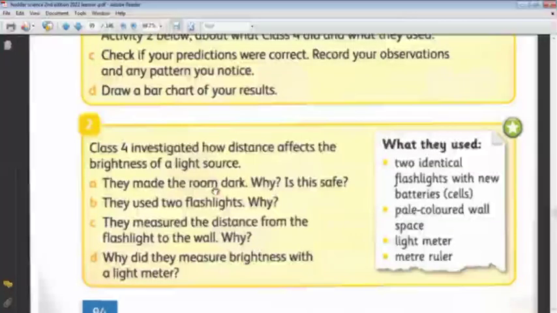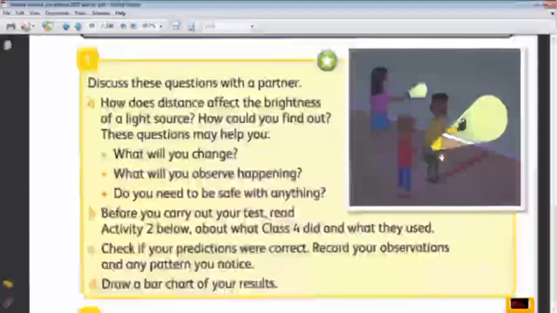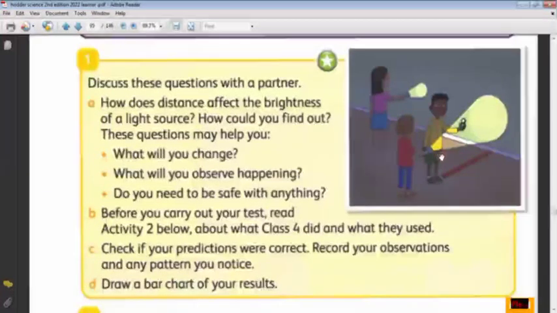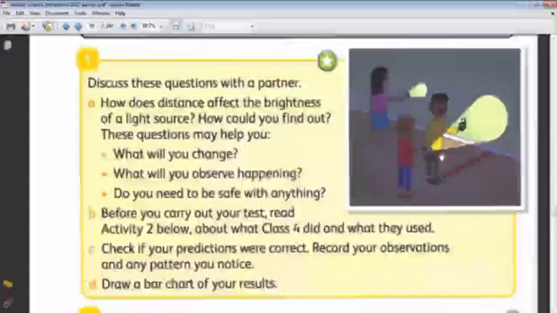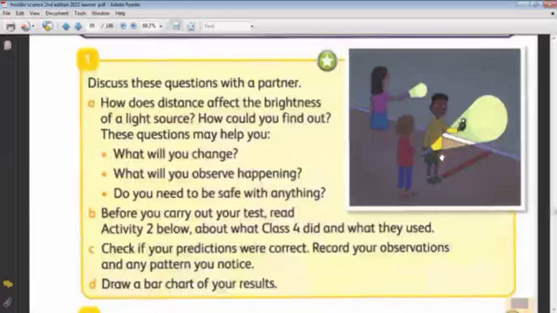Okay, question B. They used 2 flashlights. Why do they use 2 flashlights? To see which is bright and which is dimmer. Yes, to make a comparison between the 2 flashlights when they stand at different distances. One of them will stand at a big distance from the wall, and the other will stand near the wall. Then they will compare the lights that come out from the flashlights to determine which one is dimmer and which one is brighter.